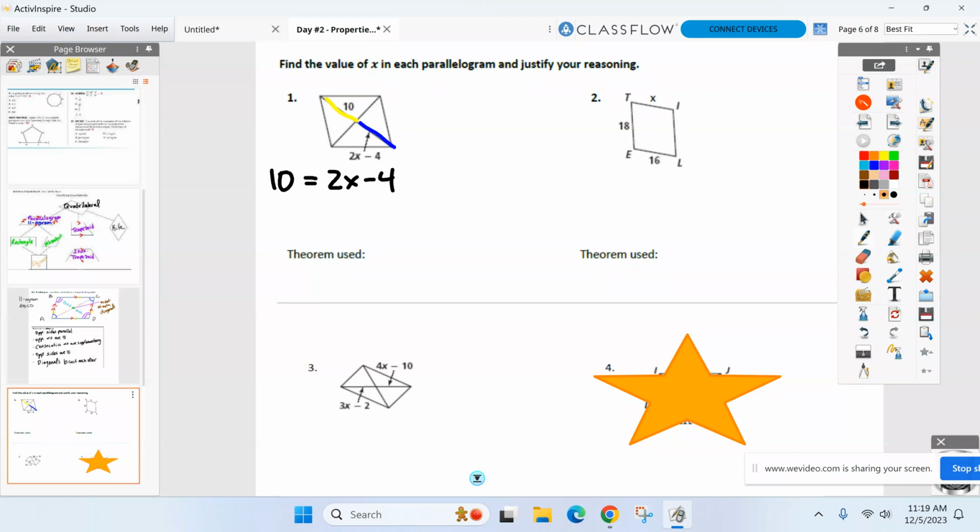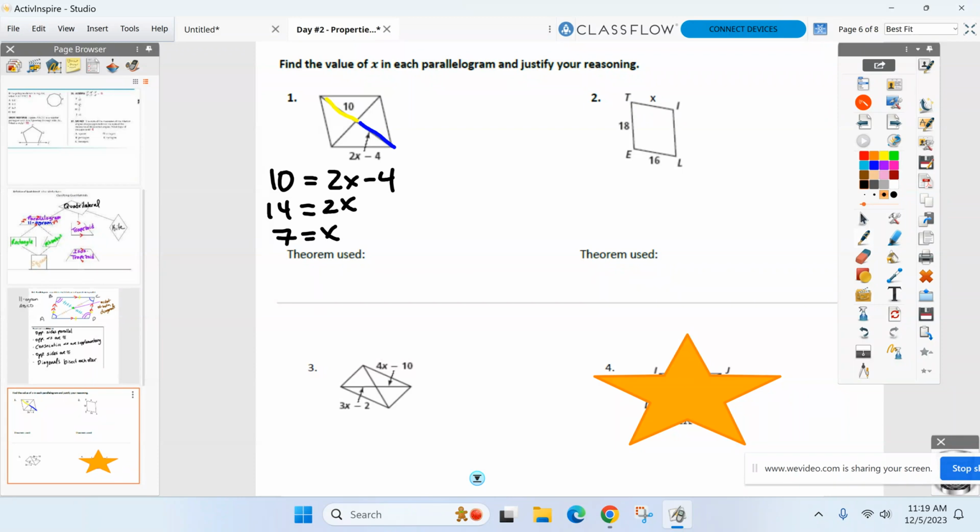So I move the 4 over. I get what? 14 equals 2x. So hopefully all of us are getting x equals 7. All right, now let's talk about the theorem used. This theorem is going to be placed in your reasons column tomorrow when we start proofs and parallelograms.